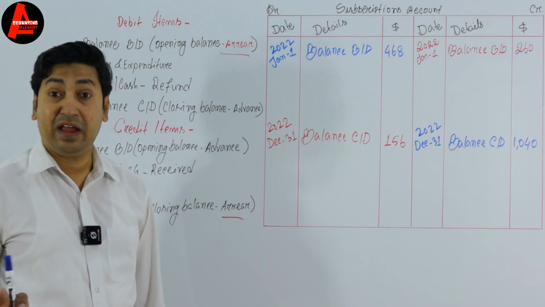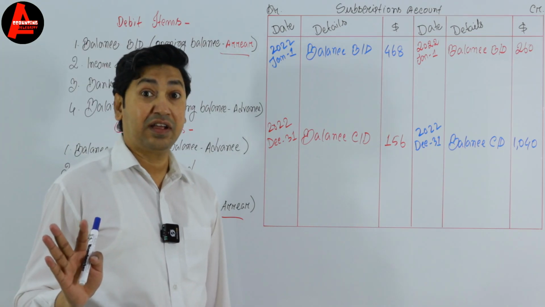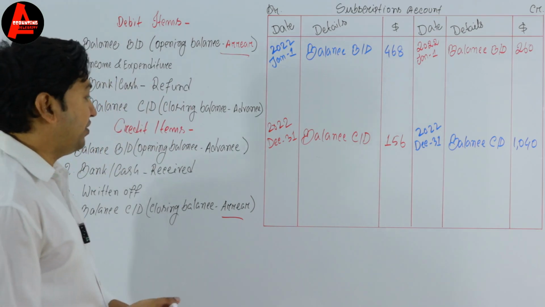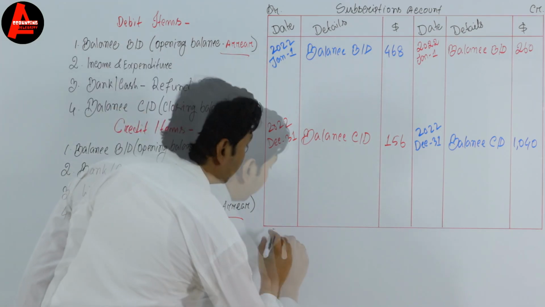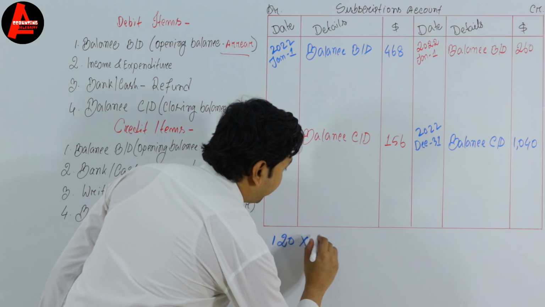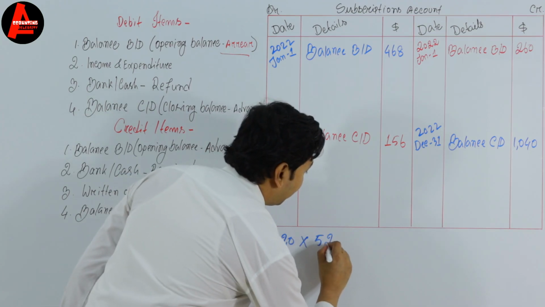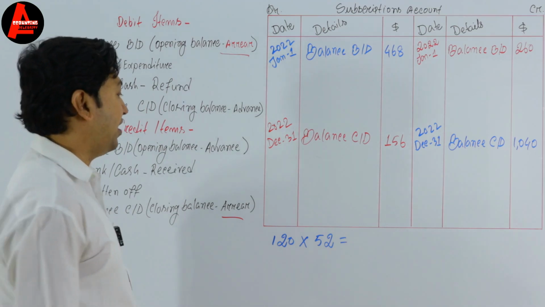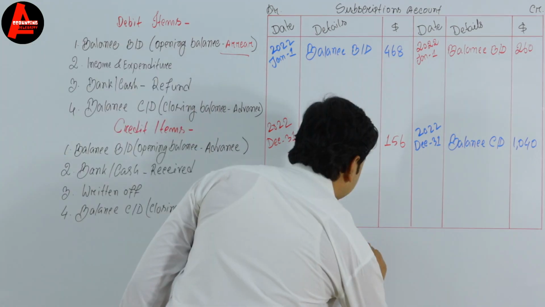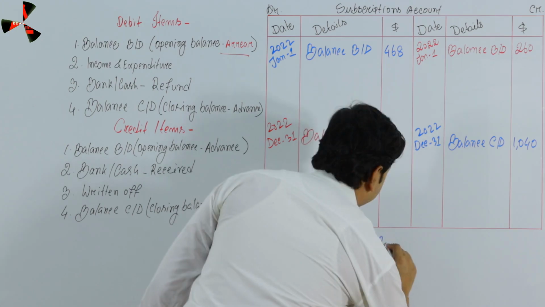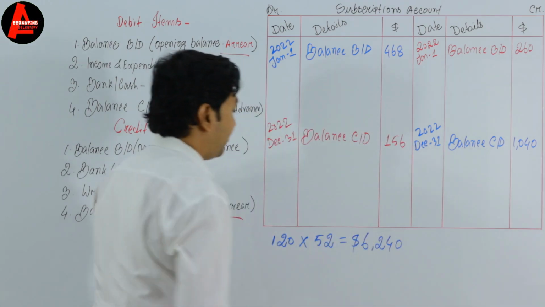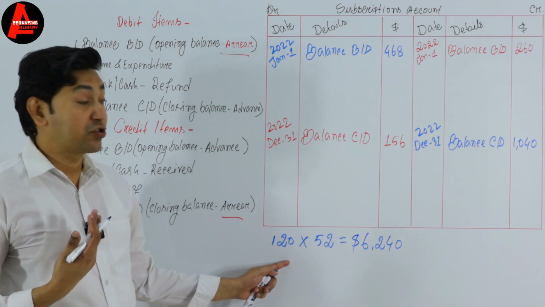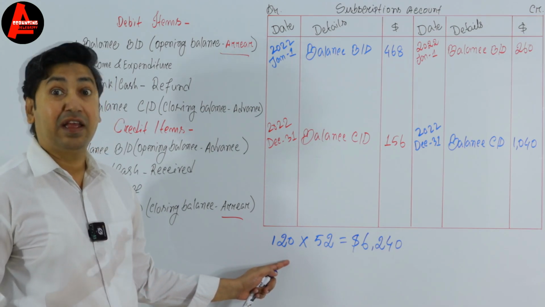Whatever members we had, we will not take any information from there. So in 2022, the members were 120 and every member pays $52. Now if we multiply this, how much do we get? It is $6,240. This is the amount the club is supposed to receive every year.